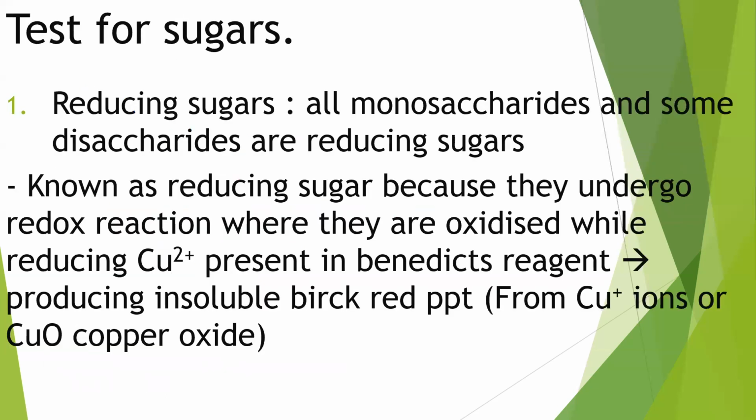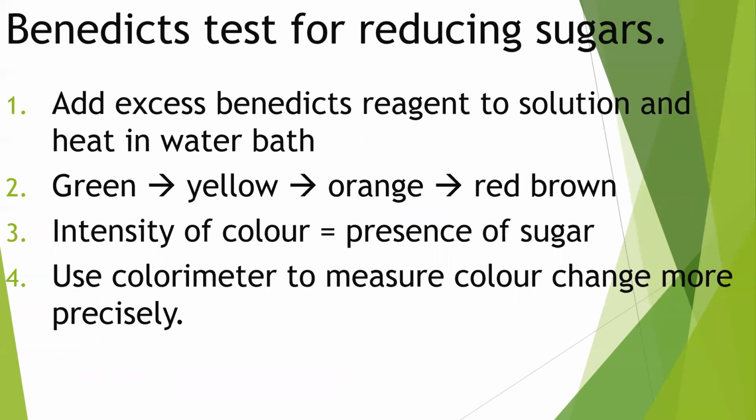So this is what we have learned in our previous syllabus on how we test for reducing sugars. All monosaccharides and some disaccharides, except for sucrose, are known as reducing sugars because they can undergo a redox reaction. This is for you to understand why this reaction occurs, although you won't really be tested on this. The Benedict's solution contains Cu2+ ions. And when this reaction occurs, Cu2+ will be reduced to form Cu+, or the copper oxide, during the reaction. And the copper oxide is the origin of this insoluble brick red precipitate, which shows that a reducing sugar is present.